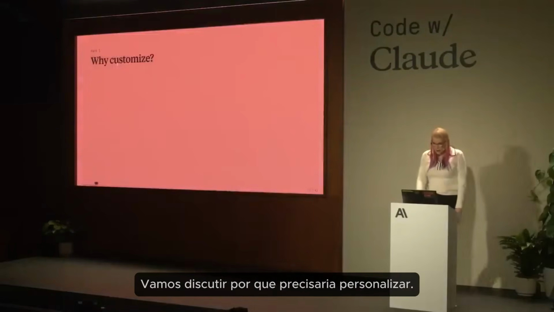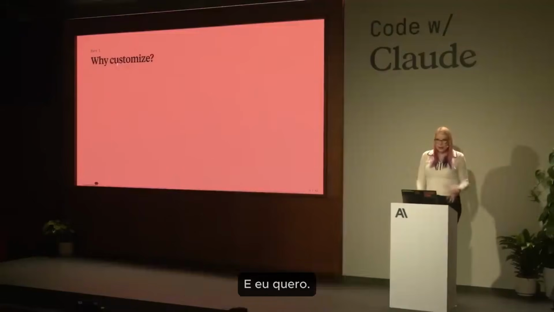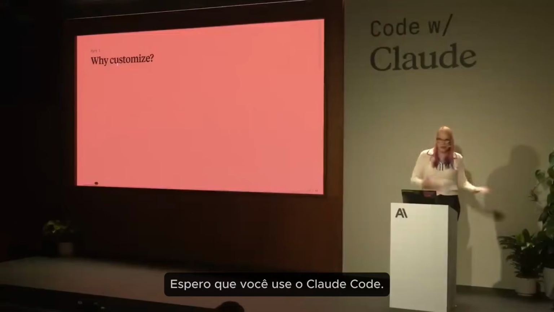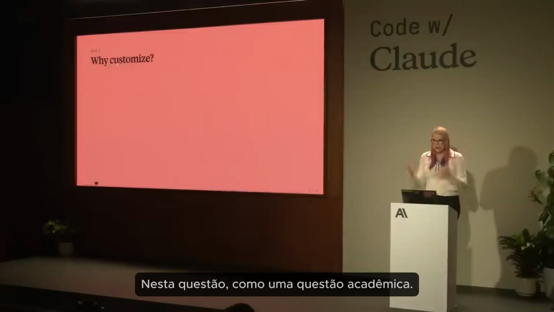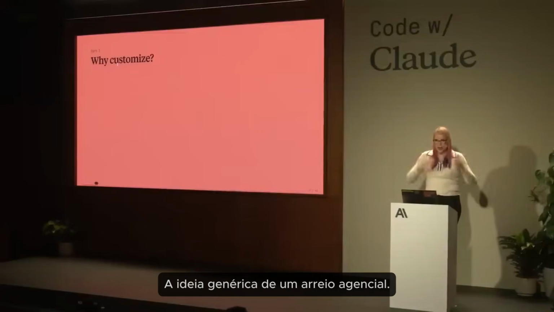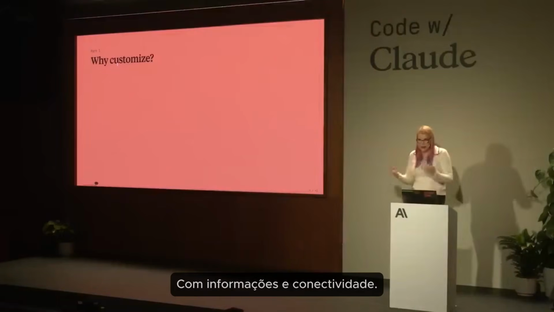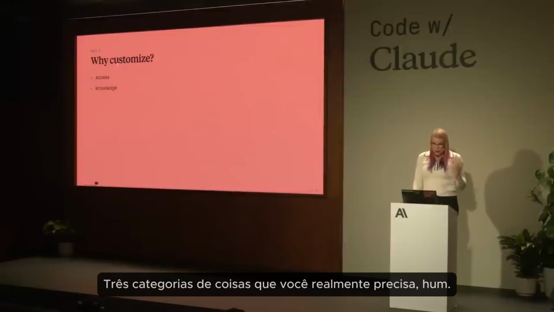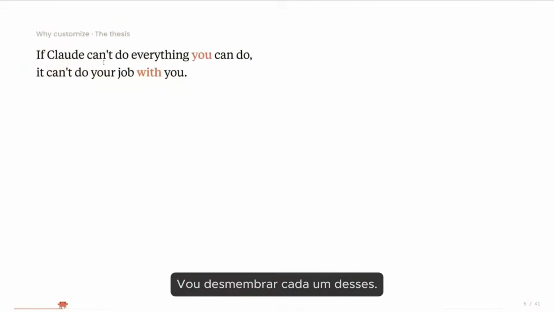So first, let's talk about why you would need to customize an agentic harness in general. And I do say agentic harness in general, right? I mean, obviously I work on Claude Code. I hope you use Claude Code. I hope you like Claude Code. But I really am also interested in this as an academic question as to how you customize the generic idea of an agentic harness with information, with connectivity, etc. So there's three categories of things you really need: access, knowledge, and tooling. And I'm going to break down each of these.